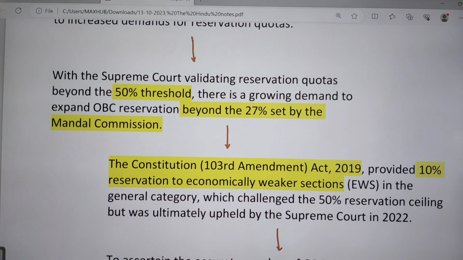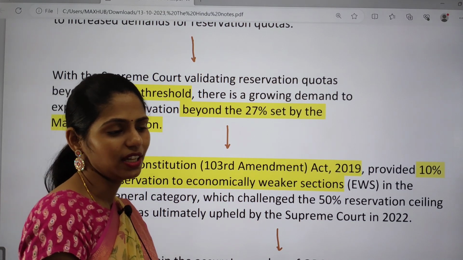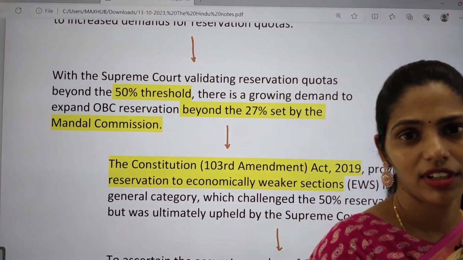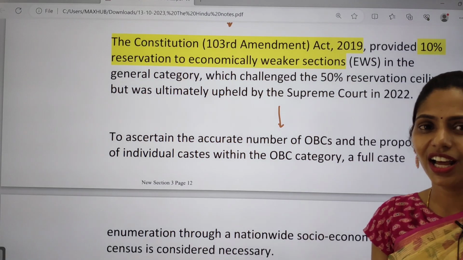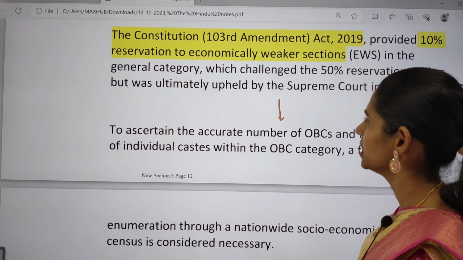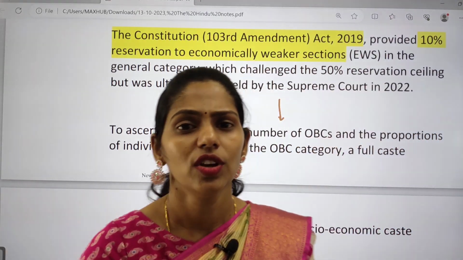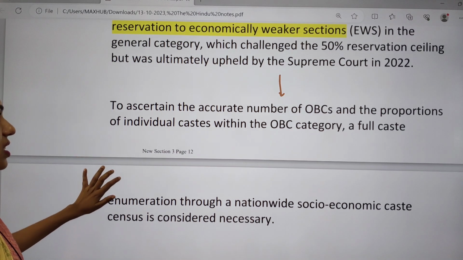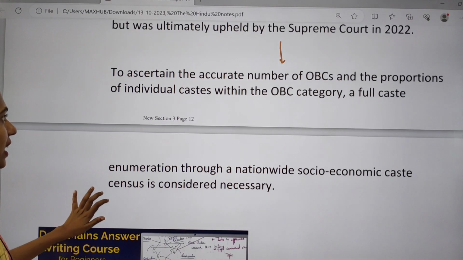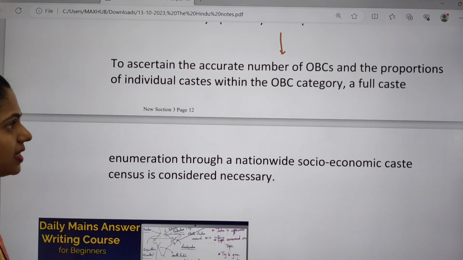Later the Supreme Court said that however many OBCs there are, states can provide only 50% reservation. And we came up with the 103rd Constitutional Amendment Act, which says that for economically weaker sections we have to provide 10% reservation. Because of this, the 50% reservation ceiling was challenged. To ascertain the accurate number of OBCs and the proportion of individual castes within the OBC category, a full caste enumeration through a nationwide socio-economic caste census is considered necessary.